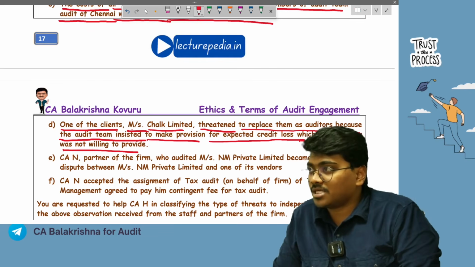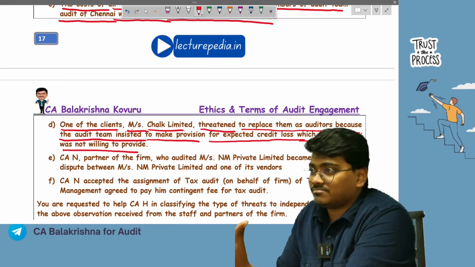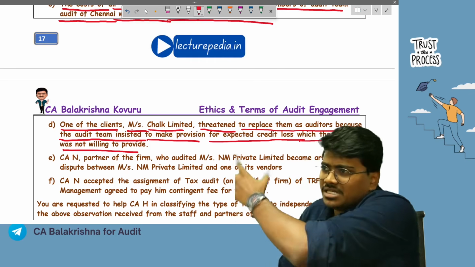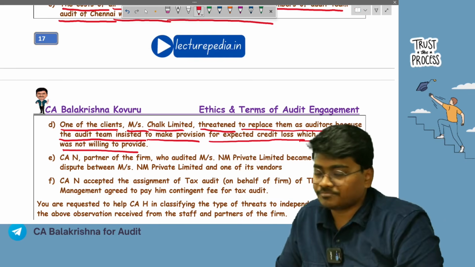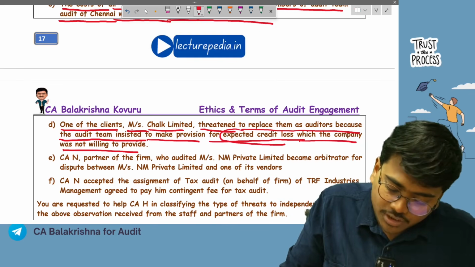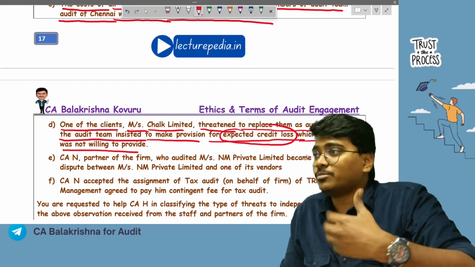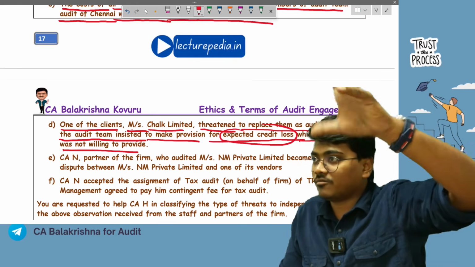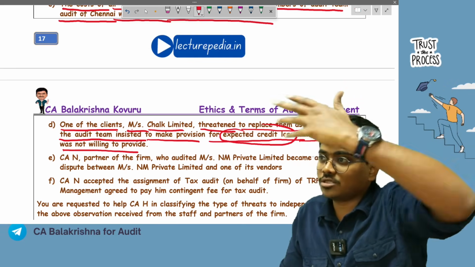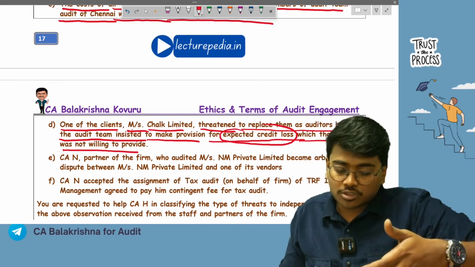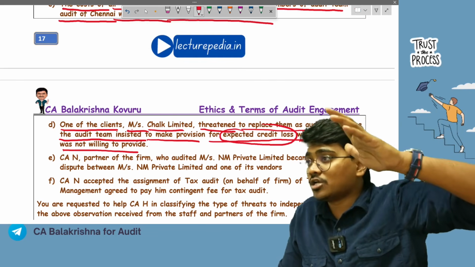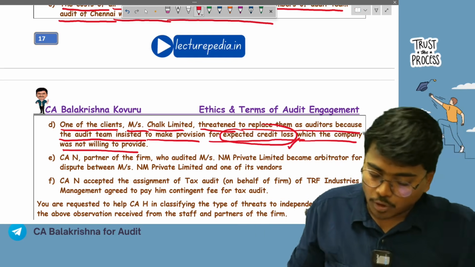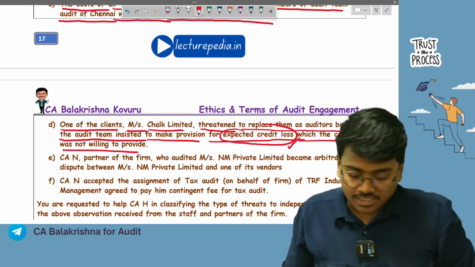Intimidation threat, right? Because the client is threatening the auditor to provide for a particular accounting treatment or particular provision, you can say. This expected credit loss is a method that will be used as per Indian accounting standards for recognizing bad debts. For provision with respect to debtors, you will use that expected credit loss method. You will also use that method for recognizing loss from the investments. You will read that at the final level. You'll know what is meant by expected loss at the final level.